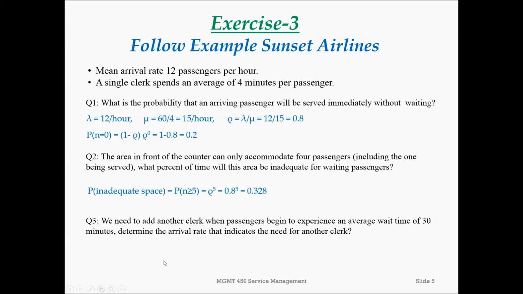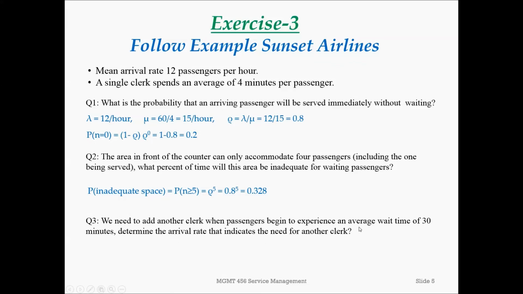The last question, question 3: we need to add another clerk when passengers begin to experience an average wait time of 30 minutes. Determine the arrival rate that indicates the need for another clerk. So far, for all the questions we've dealt with, we know lambda, we know mu, then we calculate something else, right? This question is a little bit unusual. It asks you about determining the arrival rate. So we want to figure out the arrival rate, okay? Mu is given, but the arrival rate is not known.